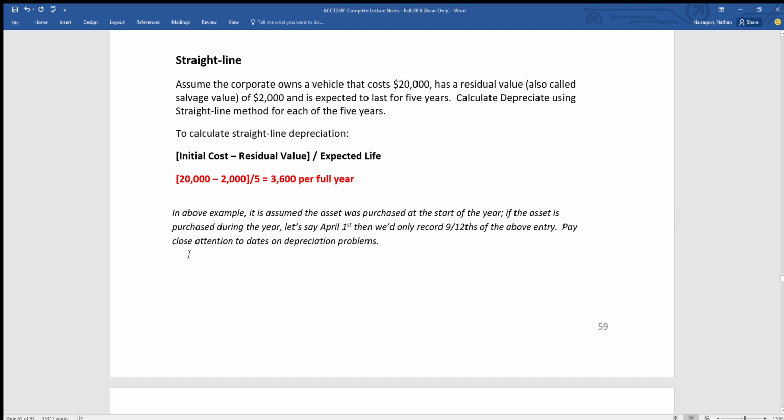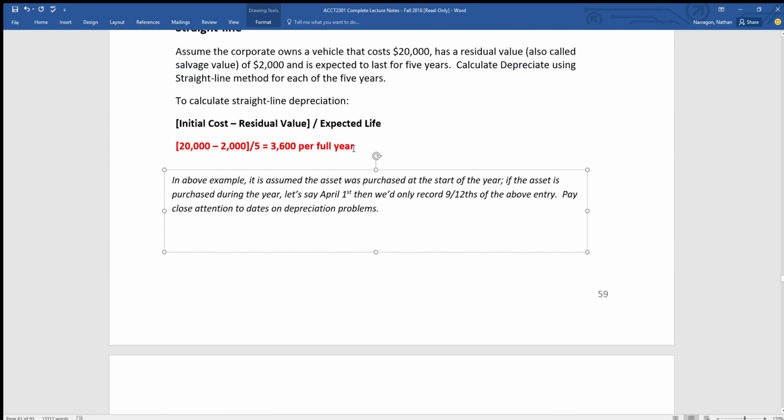But let's assume for this time around that the asset was purchased on April 1st. Okay, since it's purchased on April 1st, it means it's been in use for 9 months out of the year. So if we know it's 3,600 per full year, and we only have 9 months that it was actually used, 9 divided by 12 gives us the percentage used during that year, and we just multiply by that amount. That helps a lot, and I would strongly tell you, pay attention to dates. Dates are very important with this one. So again, we would take this and multiply it by 9 divided by 12, which, if we put that as a percentage, is about 3/4.